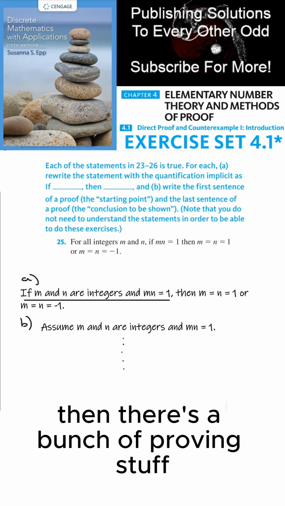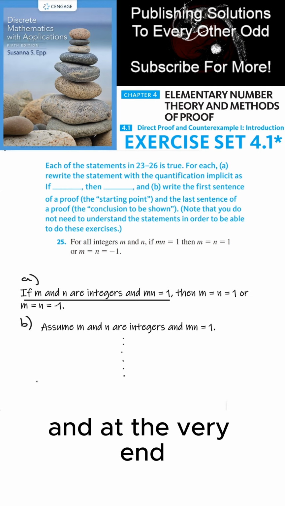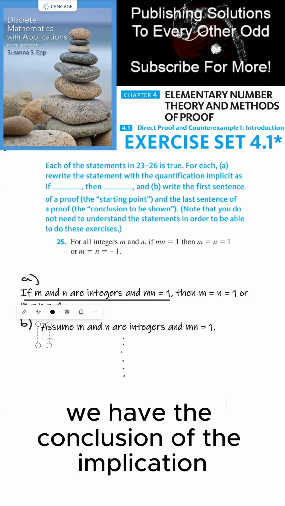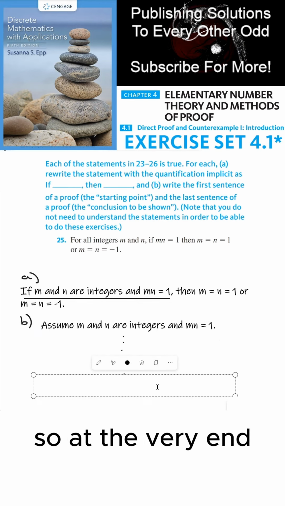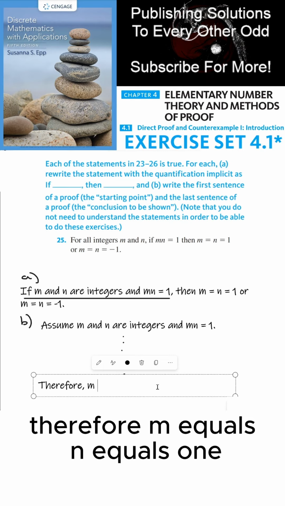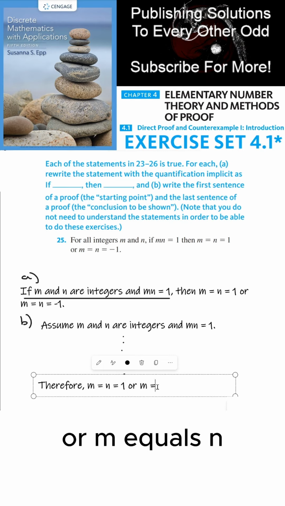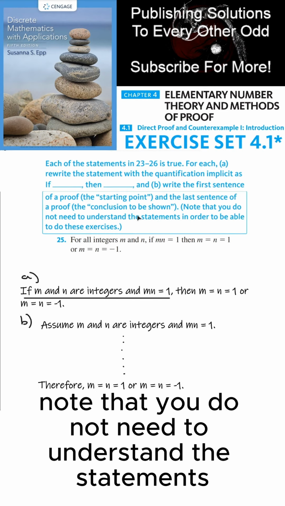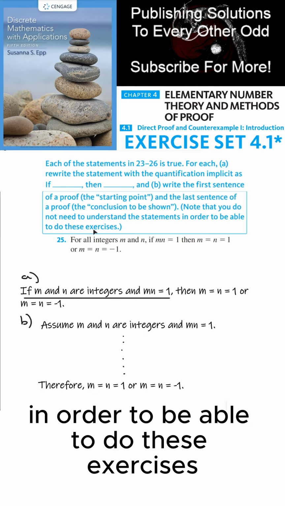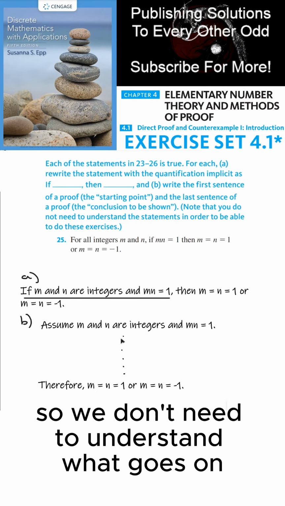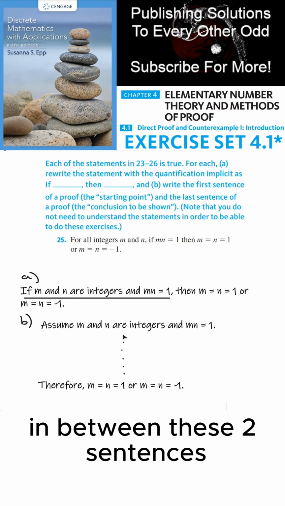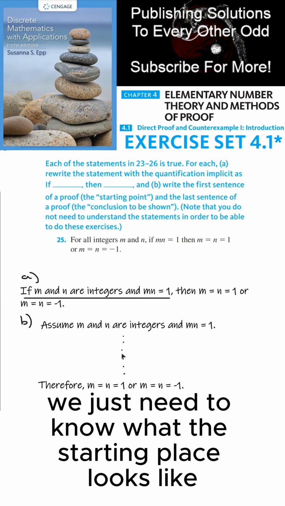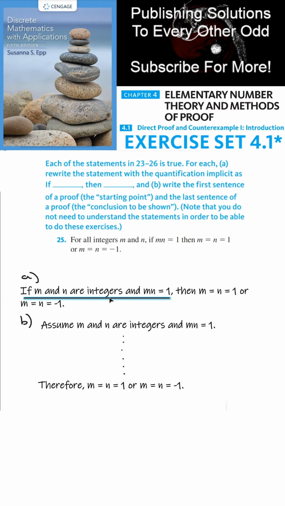Then there's a bunch of proving stuff, and at the very end, we have the conclusion of the implication. So at the very end, we would say, therefore, m equals n equals 1, or m equals n equals -1. Note that you do not need to understand the statements in order to be able to do these exercises. So we don't need to understand what goes on in between these two sentences. We just need to know what the starting place looks like and what the ending place looks like.